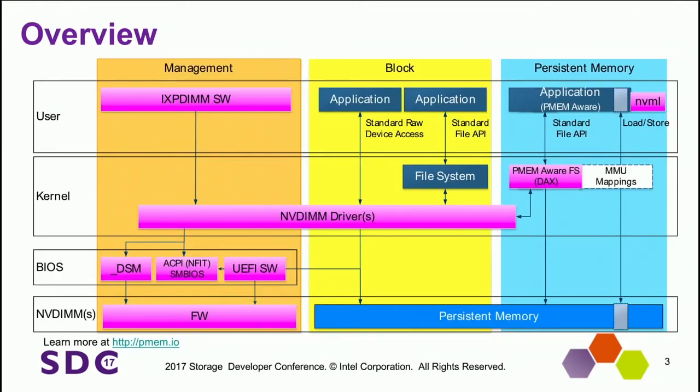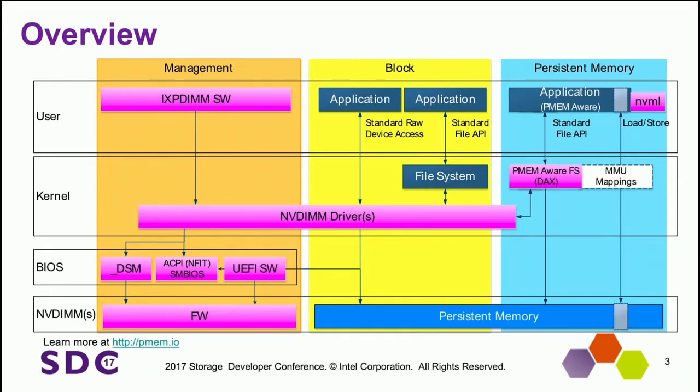So let's start with the big picture. This diagram, it comes in many forms, but it basically represents the high-level overview of the software stack for persistent memory. You'll notice that there's 3 underlying usages. The 2 on the right, block and persistent memory, are how applications actually use the persistent memory. In block mode, an NVDIMM driver presents a standard block storage interface to applications, so they don't need to be modified. They can access persistent memory in the same way they would an SSD or hard drive.